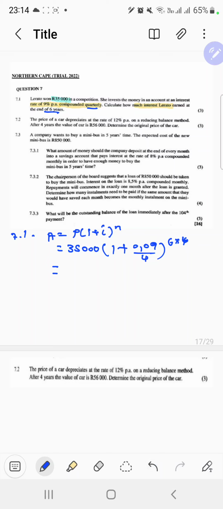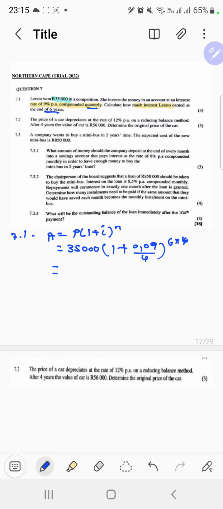So let's just do that one first. 35,000 into 1 plus 0.09 over 4, you know. I'm from the urban, is it urban areas? Yeah, I spent some time in the urban areas, so I know a bit of Tsotsitaal there.